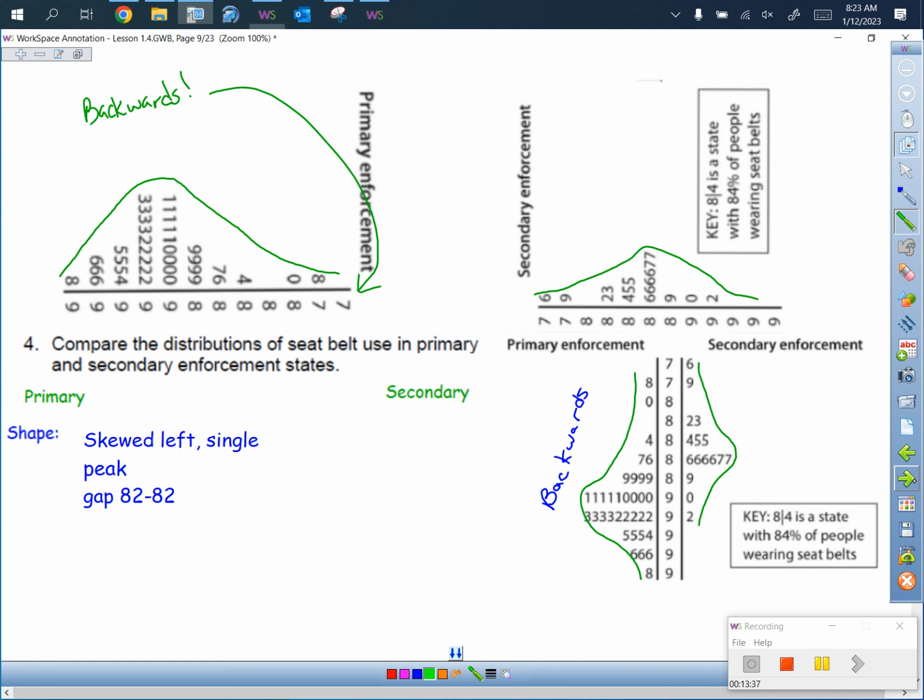Like your homework program's going to ask how many peaks there are. Would you believe that that has like a single peak? It's not double peaked or anything like that, so you can write that down. And your homework program is also going to ask for any gaps, right? And would you believe that there is a gap right here?